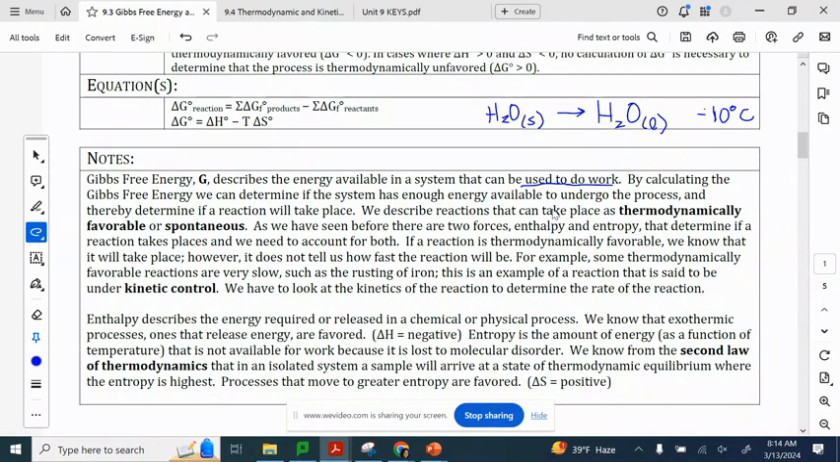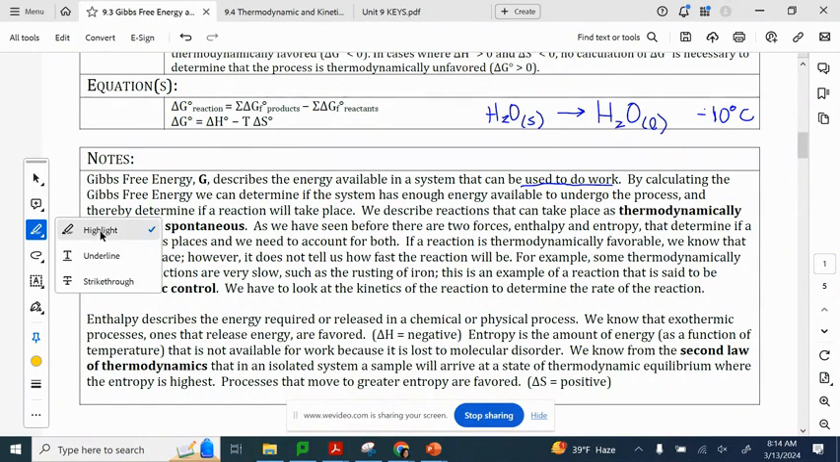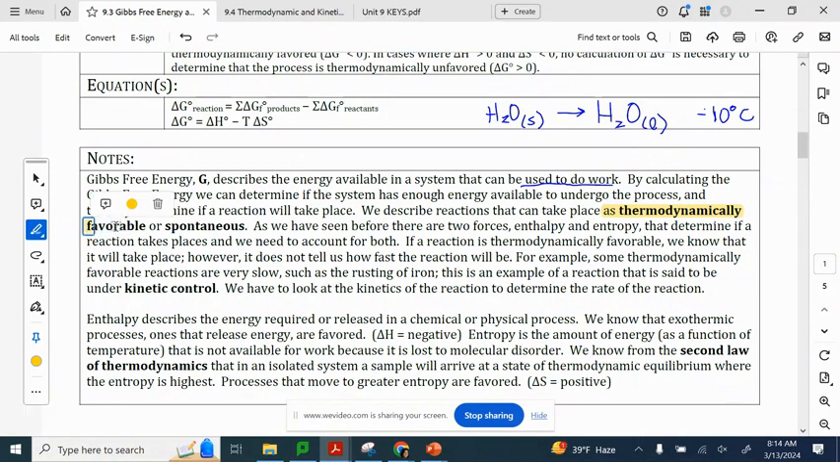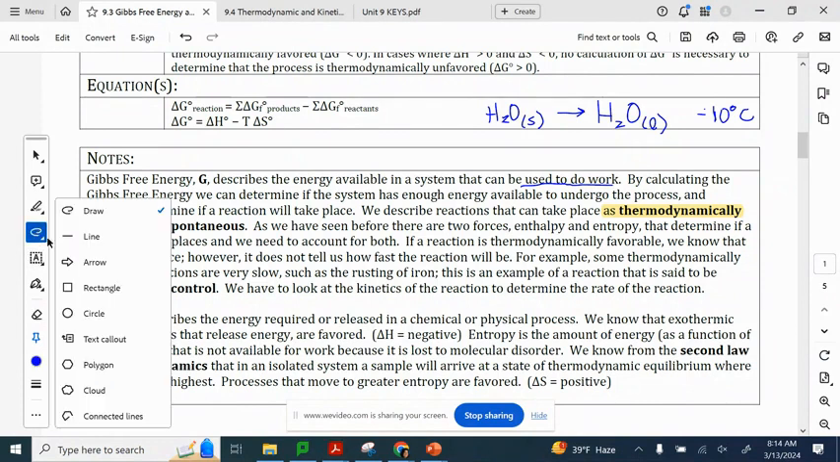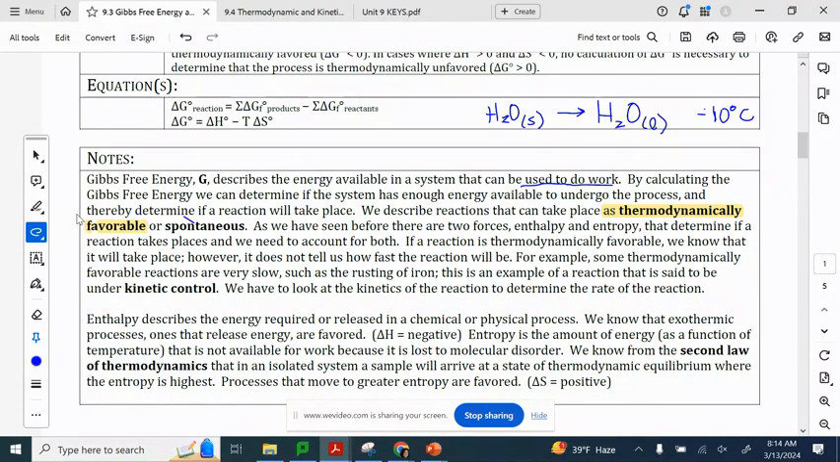You want to use this terminology, thermodynamically favorable. That is the terminology that you want to use for this section. Okay. You do not want to use the word spontaneous. They do not like the word spontaneous.